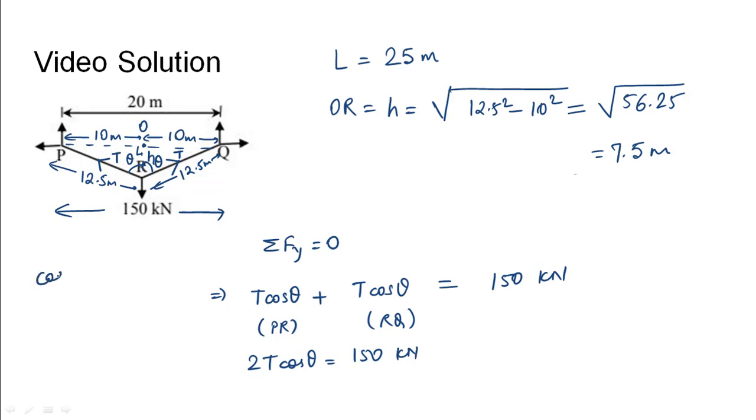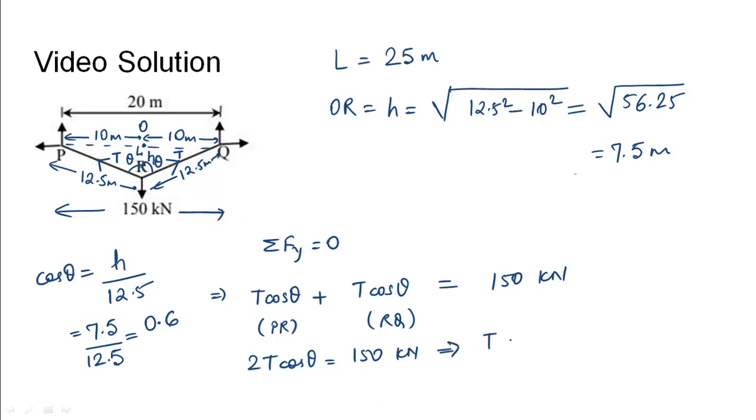Here we can see that cos theta will be base by hypotenuse. So base is H and hypotenuse is 12.5. H was found out to be 7.5, so 7.5 by 12.5. This would give the value to be 0.6.